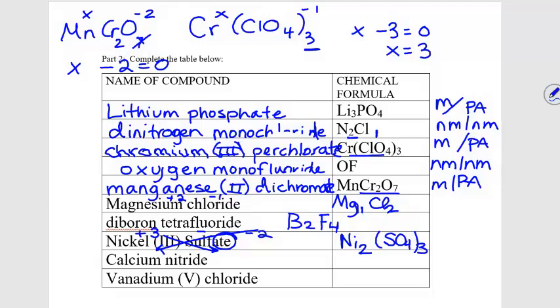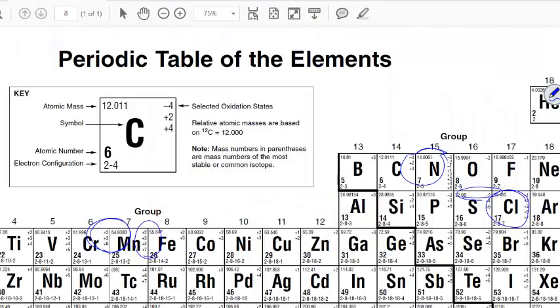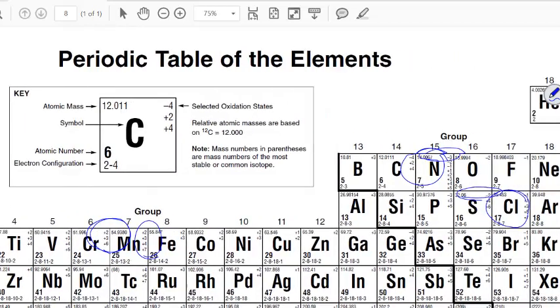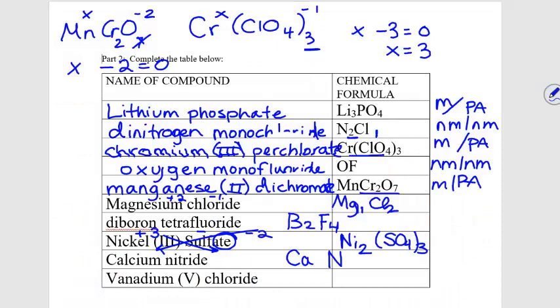Calcium nitride, no prefixes, so symbols. Look up their charges on the periodic table. Calcium's +2. Nitrogen, pick the first negative. It's the only nonmetal that has more than 1 negative. So calcium's +2, nitrogen's -3. Those don't equal 0, crisscross. Ca3N2. And vanadium, this is not a V, it's a Roman numeral 5. So vanadium, they want us to use +5 for that guy. Chlorine's -1. They don't equal 0, crisscross. V1Cl5.